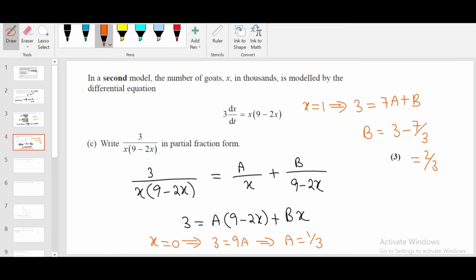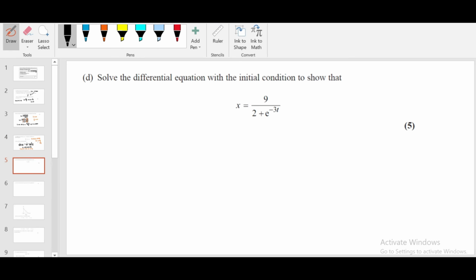Once you have the values, you need to put them back in here and write it as a partial fraction. A is 1 over 3, so you need to write it as 1 over 3X. You need to write this extra step at the end. B is 2 over 3, so you write it as 2 over 3 times this. That's all.